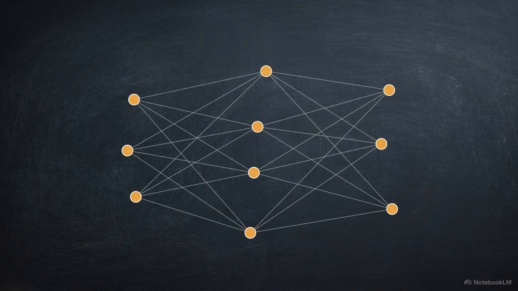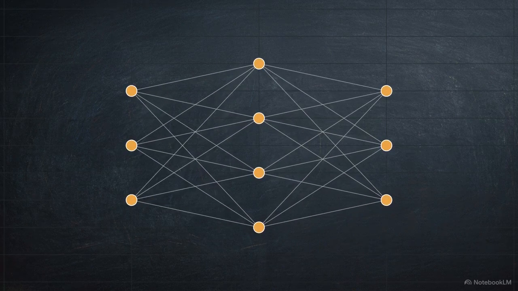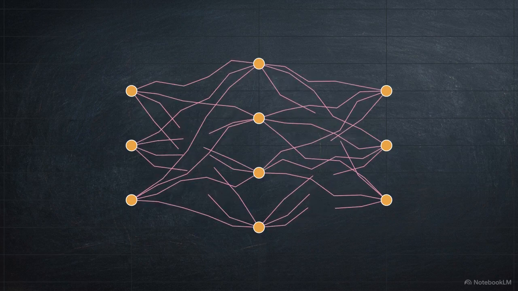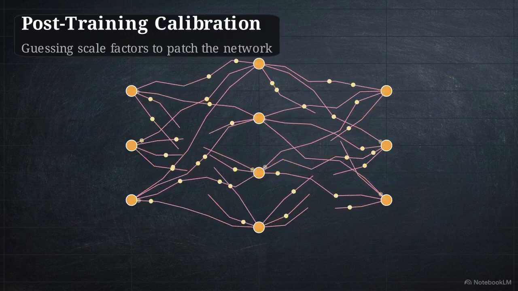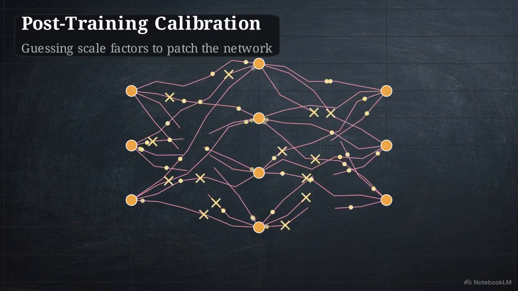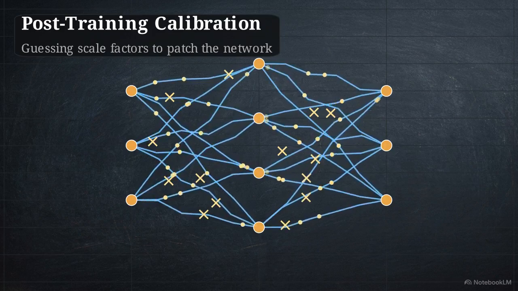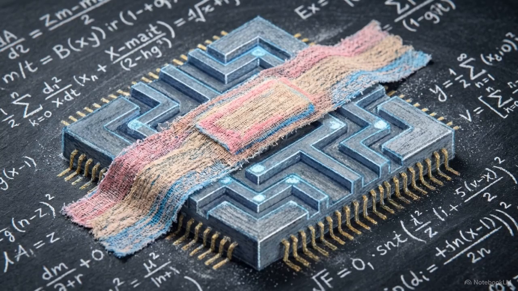When the rigid grid snaps into place, nodes jump to the nearest intersection. The structural links bend, warp, or sever. Post-training calibration attempts to repair this damage. Frameworks like GPTQ run thousands of samples through the broken model, guessing scale factors to patch severed nodes. This calibration is an engineering band-aid. It compensates for the initial error of treating structural, algebraic weights as disconnected floats.